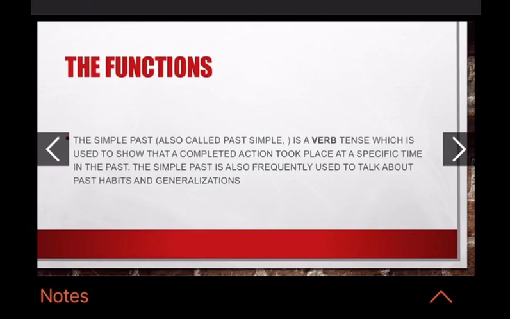Now, we use the past simple to talk about finished actions that happened and stayed in the past. So the actions are still in the past. So when we want to talk or to describe something that happened in the past, we use the past simple or the simple past tense. They are both correct. If you say past simple or simple past, they are both correct.